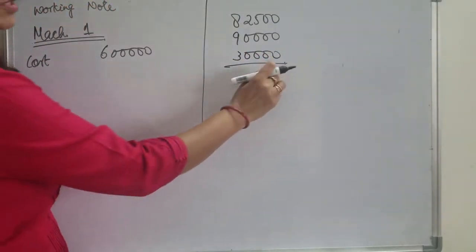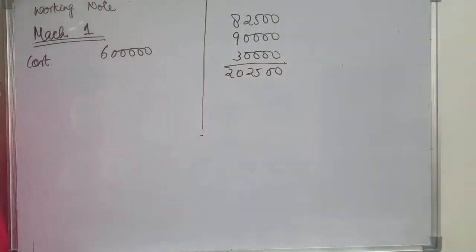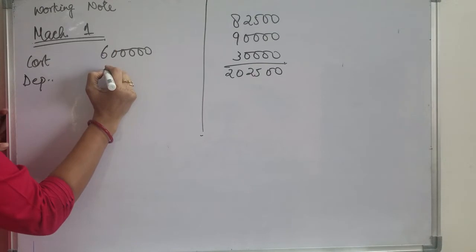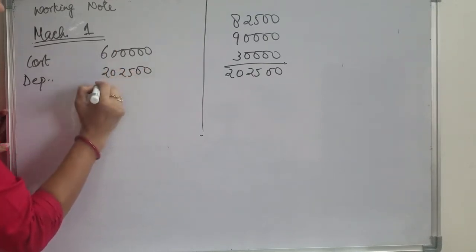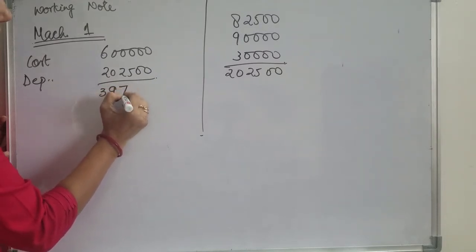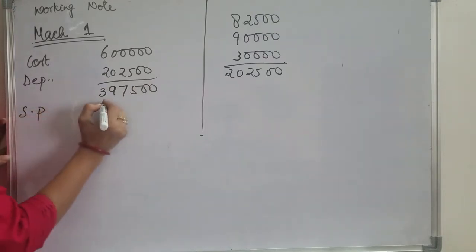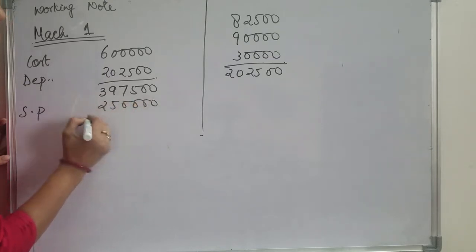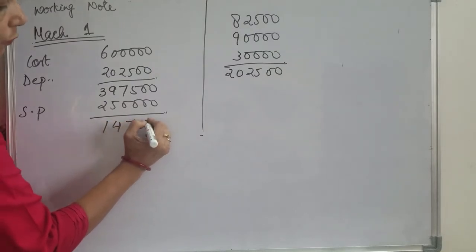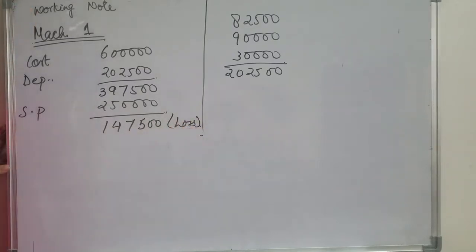So the accumulated depreciation on this machinery is 2,25,000. Now this depreciation will be deducted from this cost to know the actual value of machinery on the date of sale. Okay, so the actual value of machinery is 3,97,500. Now the machinery was sold for 2,50,000, right? Now you can clearly see that it is a loss on sale of machinery, which is 1,47,500. So this is our loss on sale of machinery.